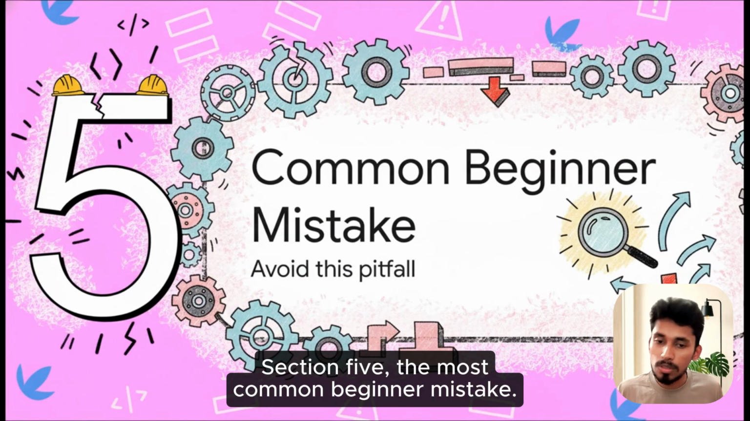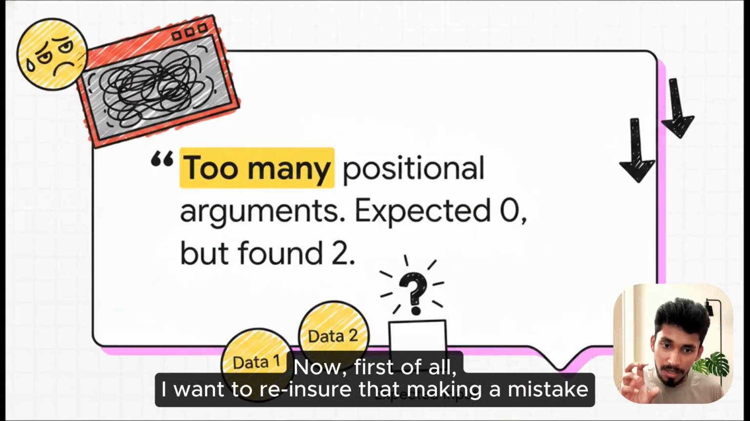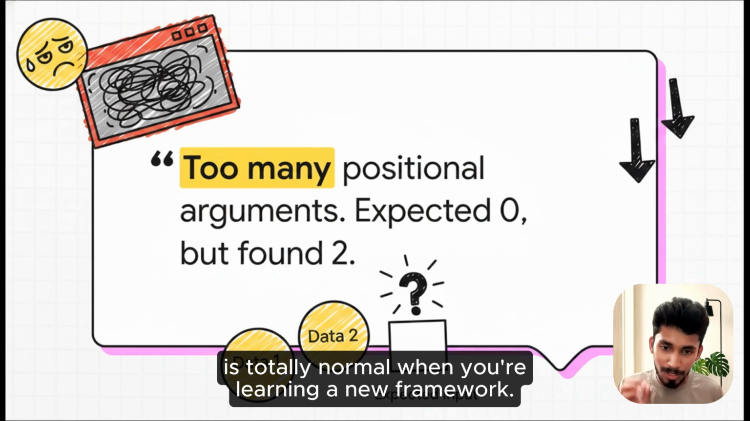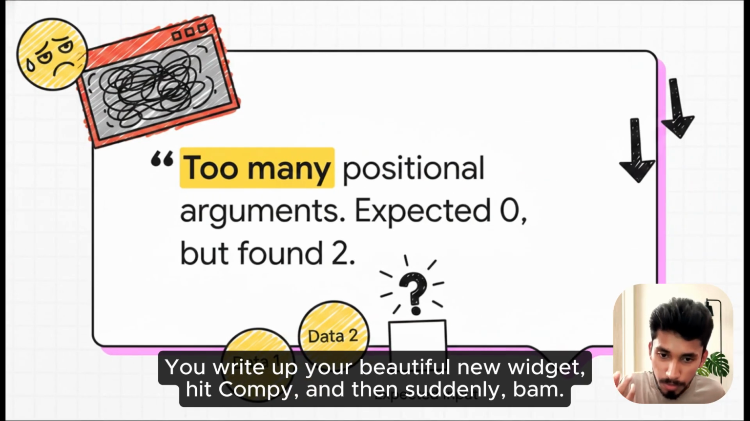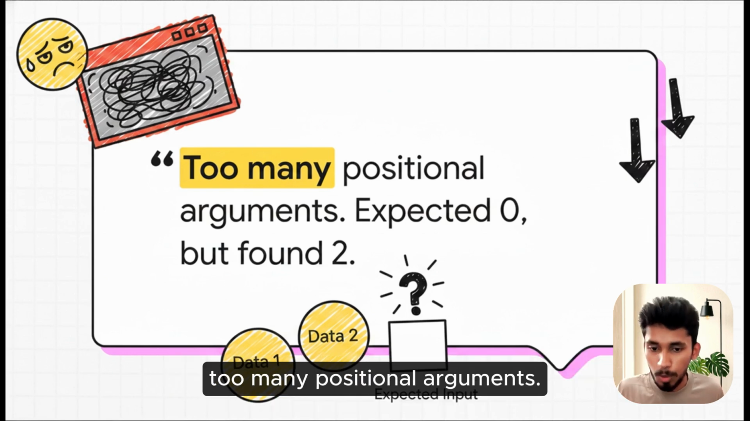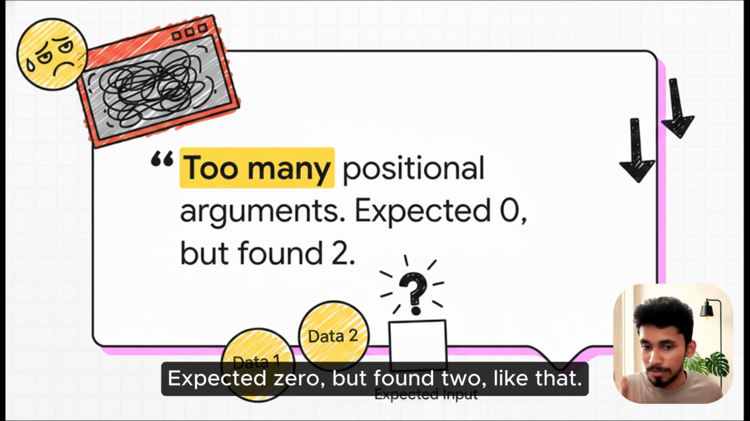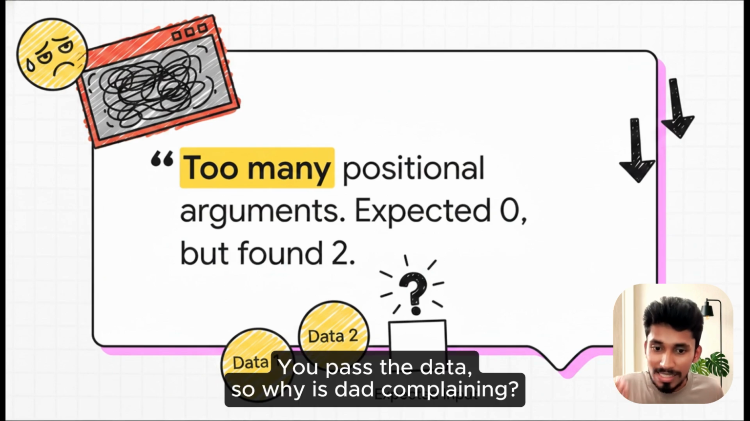Section 5. The most common beginner mistake. Now, first of all, I want to reassure you that making a mistake is totally normal when you learn a new framework. But I can save you hours of debugging right here, right now. You write out your beautiful new widget, hit compile, and then suddenly, bam, your screen turns red with this incredibly frustrating error. Something like too many positional arguments. Expected 0 but found 2, like that. You're gonna stare at your screen wondering what on earth you did wrong. You passed the data, so why is Dart complaining?